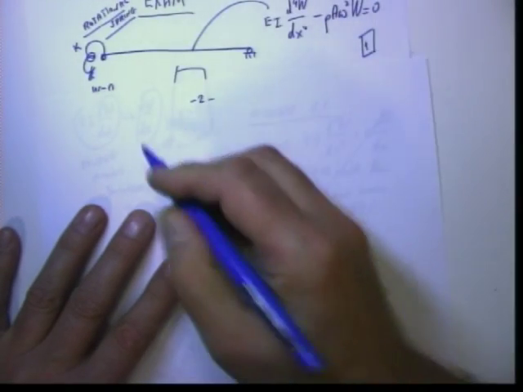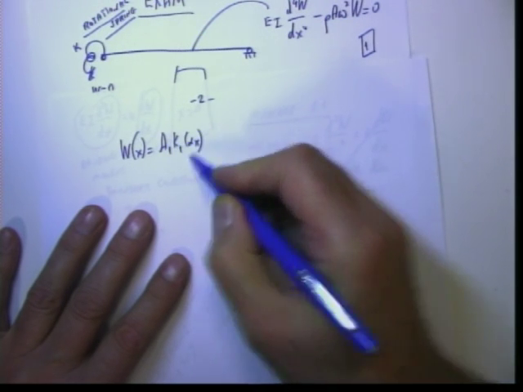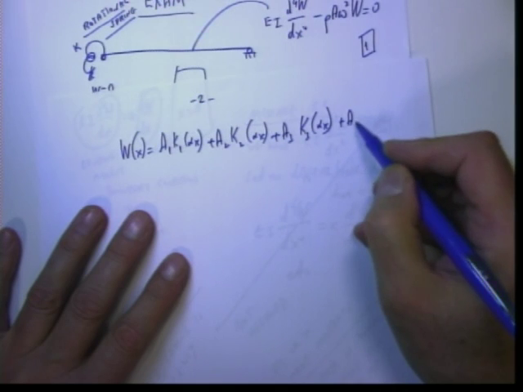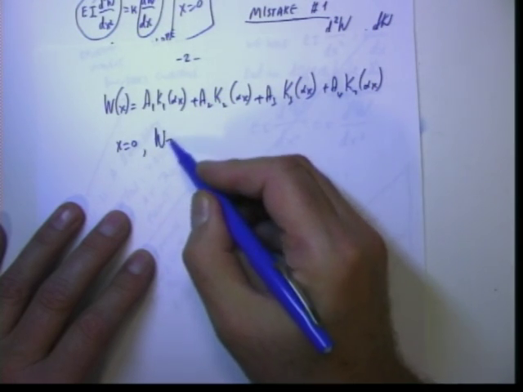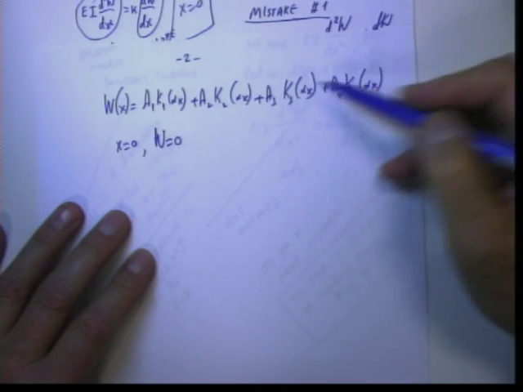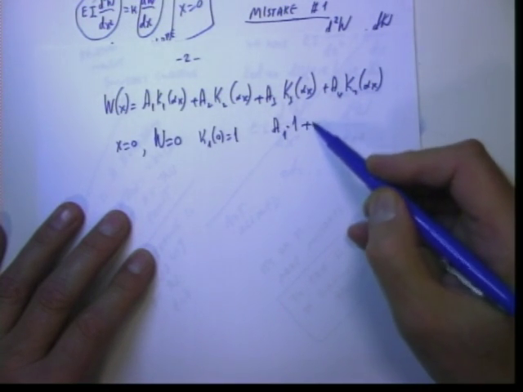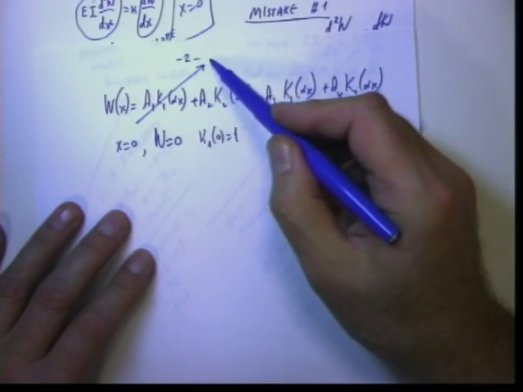And now I will deal with the problem at hand. Do you need some time to write this down? No. Okay. So, then we have this governing solution, W of x equals a1 K1 alpha x plus a2 K2 alpha x plus a3 K3 alpha x plus a4 K4 alpha x. Now I have to satisfy the boundary conditions. First of all, at x equals 0, W equals 0. So K2, K3, and K4 are all 0 at 0, and K1 at 0 equals 1. Therefore, I get a1 times 1 plus 0 plus 0 plus 0 equals 0. So a1 naturally equals 0.